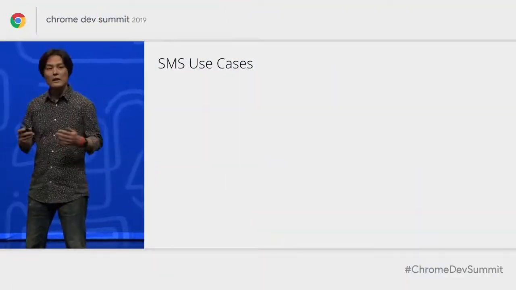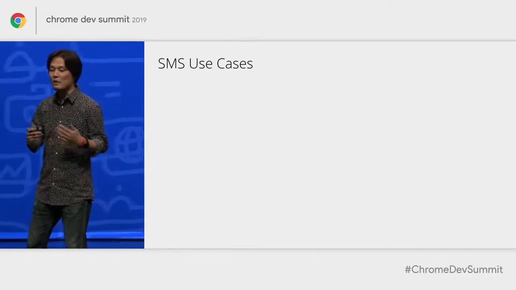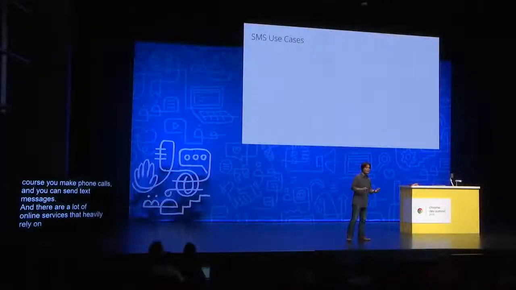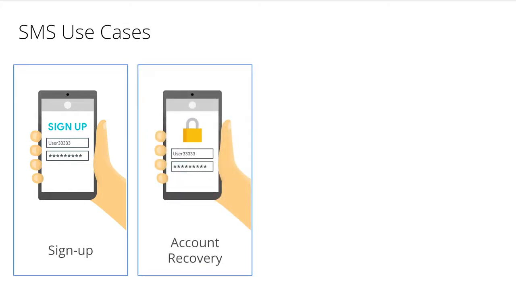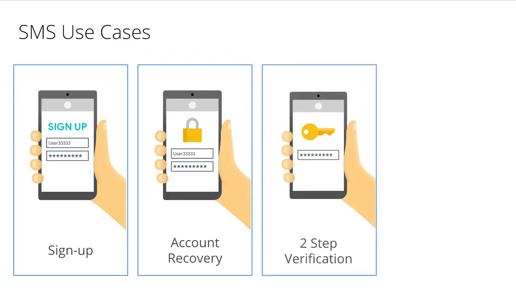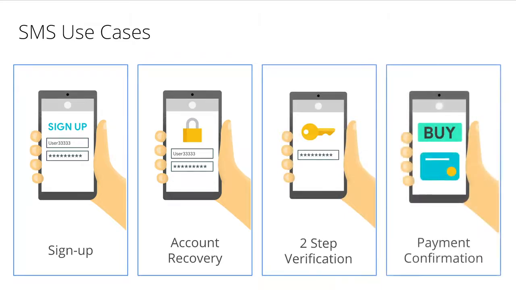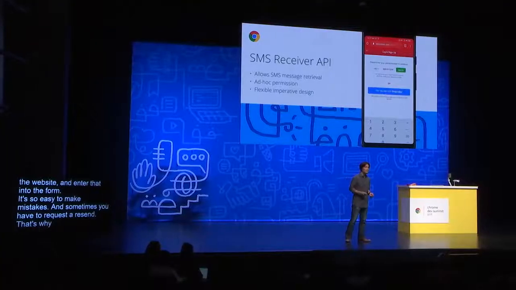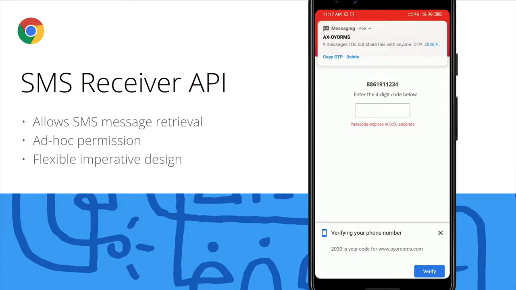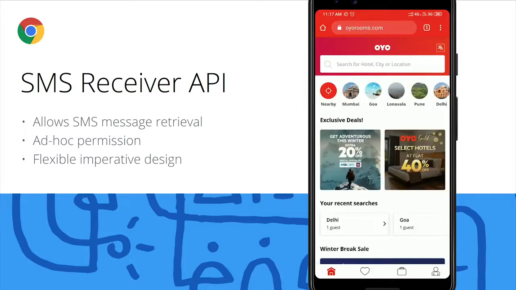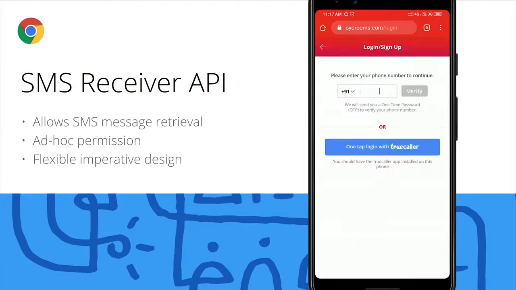And there are a lot of online services that heavily rely on phone numbers, especially as a way to send SMS text messages. These services are using SMS to let users sign up, help users recover their accounts, increase user security with two-step verification, or confirm payments. That's why we are proposing a new API called SMS Receiver API. Web developers can use the SMS Receiver API to let the browser receive the SMS message, extract the OTP, and enter the OTP on behalf of the user.